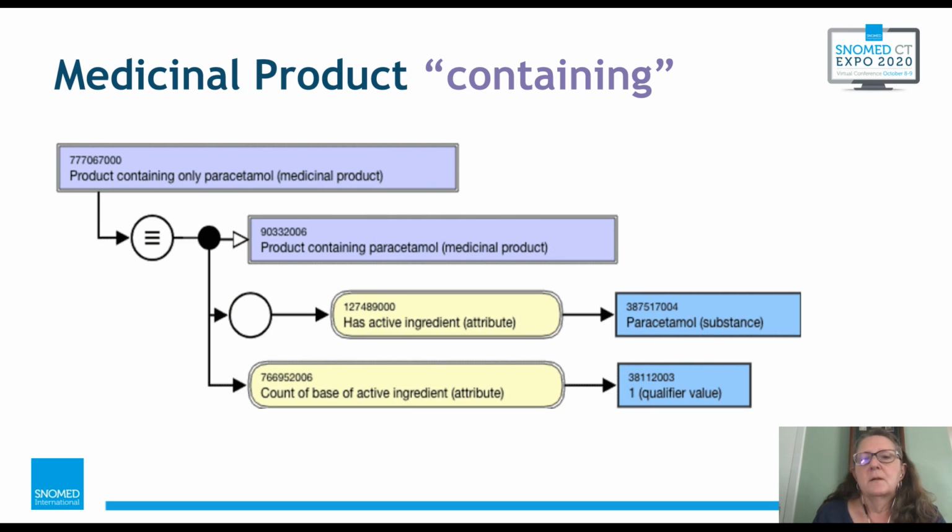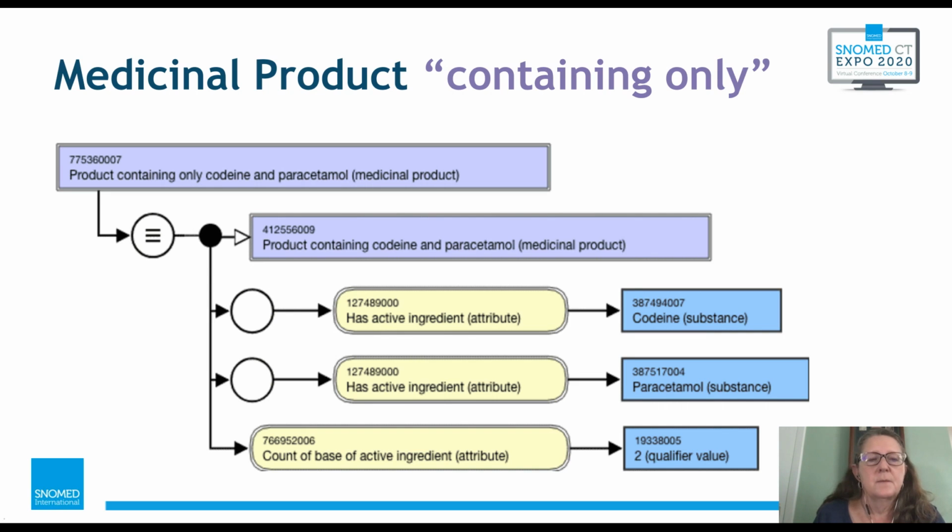So here's a diagram that shows the two concepts. This is a diagram for the product containing only paracetamol, and you can see we have associated it with an active ingredient and indicated that there is one and only one active ingredient, and it has an inferred parent, a product containing paracetamol, so it lines up very nicely. The model for product containing paracetamol will look very similar, but it will not have a count of active ingredients since it may contain additional active ingredients.